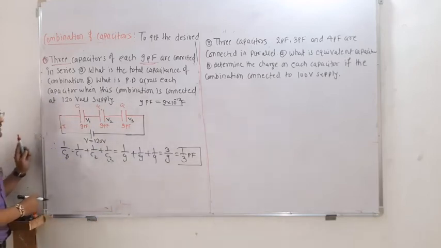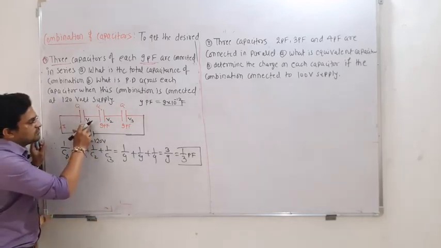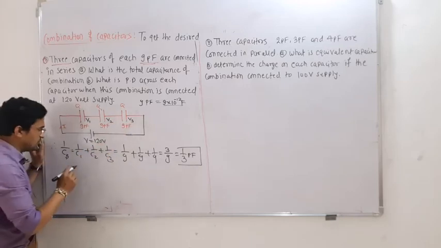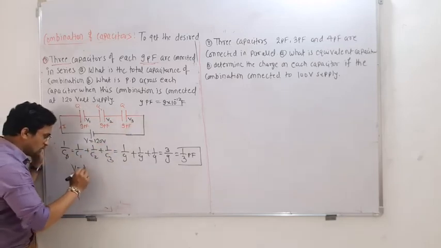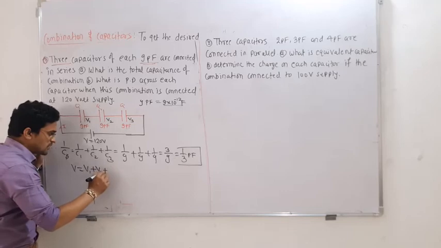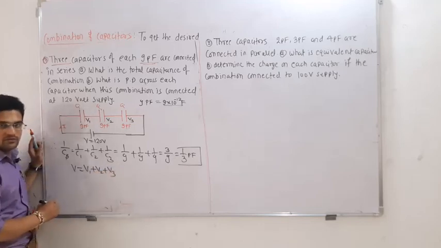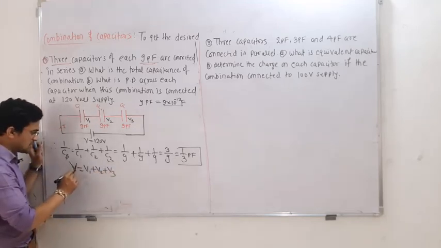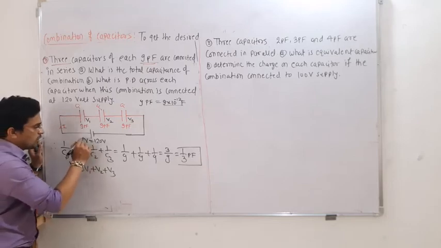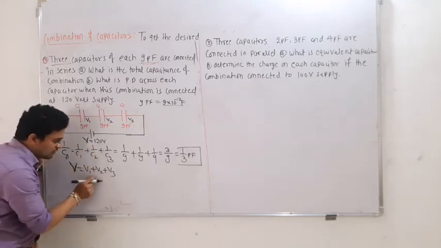Okay, now what do they ask? They have asked what V1, V2 and V3 are. So we know V is equal to V1 plus V2 plus V3. I will mention this as capital V, and that is given as 120 volt. Then what will be the values of V1, V2 and V3?